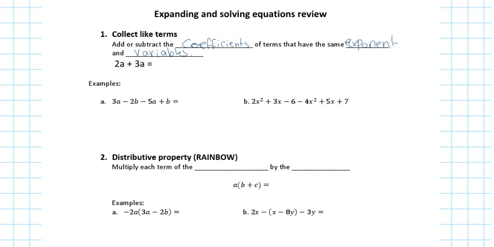Okay, so 2a plus 3a, they are like terms, right? Because they have the same letters, same exponent. 2a plus 3a, I just have to add the coefficient, and I'll leave the variable as is. So that's going to be 5a. So this is what I'm adding and subtracting. Okay?